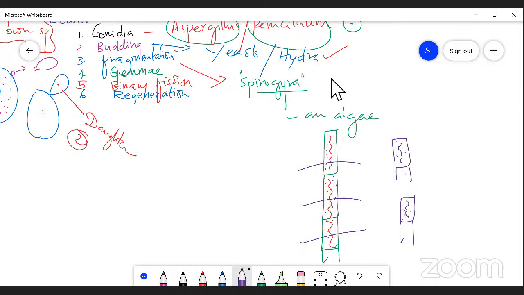The next category is gemma. Actually, gemma is unicellular, a globe-like structure. Now, this is a gemma or gemmae. It originates in the case of Marchantia.